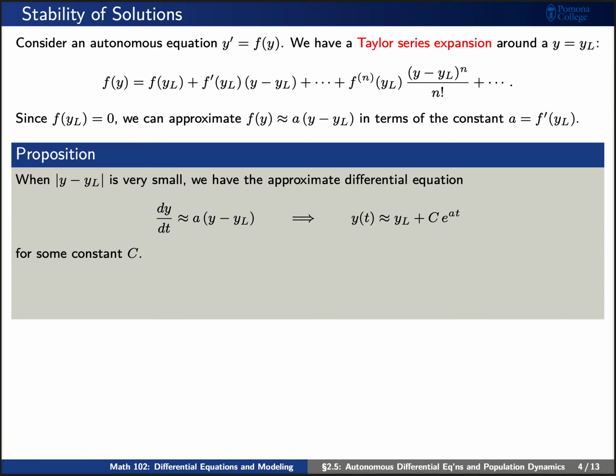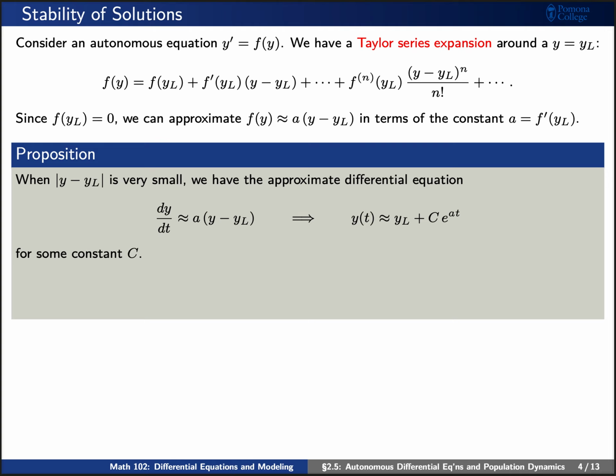Simply put, we can summarize as follows. Say that we have an autonomous equation and we assume that y minus y sub l is small. That is, we're very near the equilibrium solution. Then we have an approximate differential equation, dy dt equals approximately a times y minus y sub l. Again, a here is a constant. We can solve this first order equation to find approximately y of t equals y sub l plus a constant times e to the at.